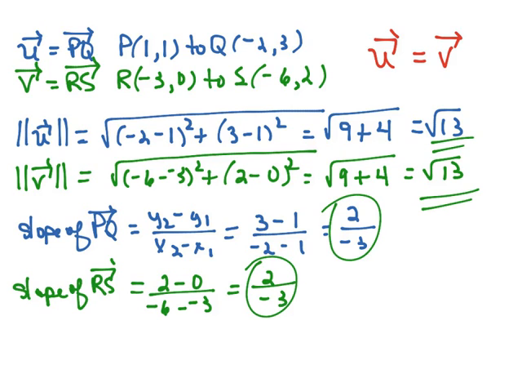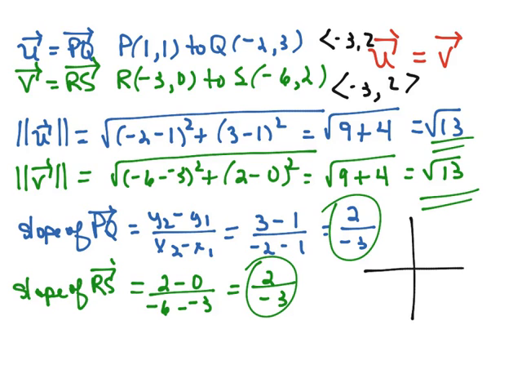You could also think about this another way. If you were to write vector u in component form, vector u in component form would be negative 2 minus 1, which would be negative 3, and 3 minus 1 is 2. And then if we were to look at vector v and write it in component form, we would have negative 6 minus a negative 3, which is negative 3, and 2 minus 0, which is 2. And so both of these vectors in component form are negative 3, 2, so they should be equivalent to one another.